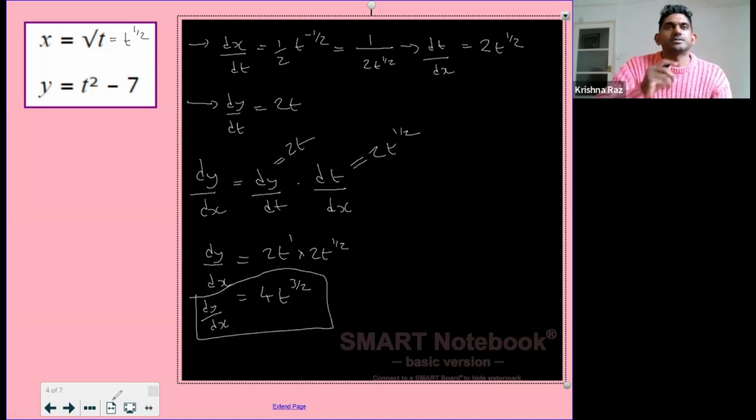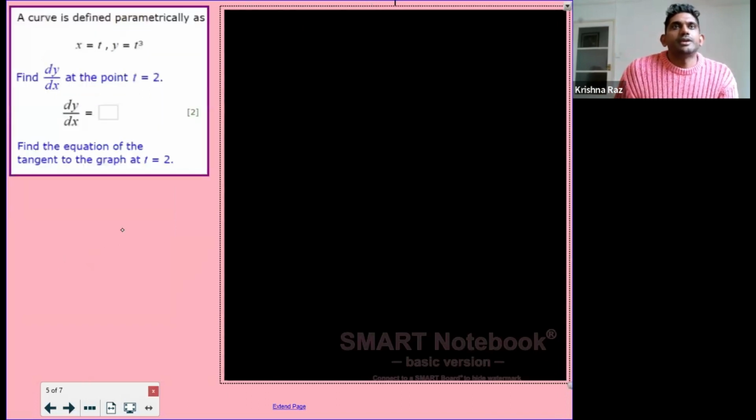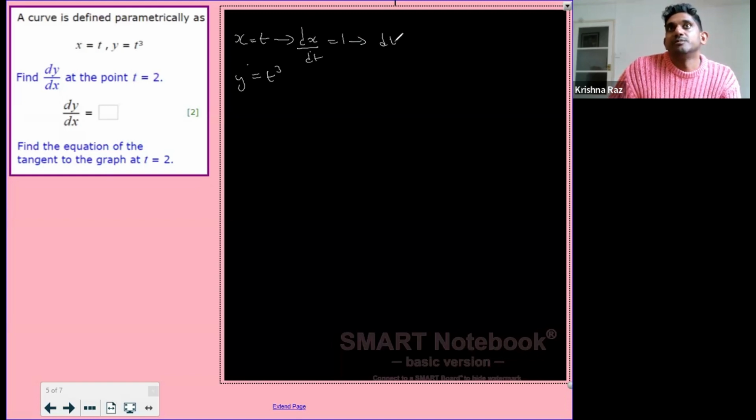Job done. So now let's apply this to a question. Here we are given a parametric function and we are asked to find the equation of the tangent given a particular parameter. So as we did before, first we differentiate parametrically. So if x equals t, it will follow that dx by dt equals 1. Therefore, dt by dx is also equal to 1. And if y is t cubed, dy by dt will be 3t squared.